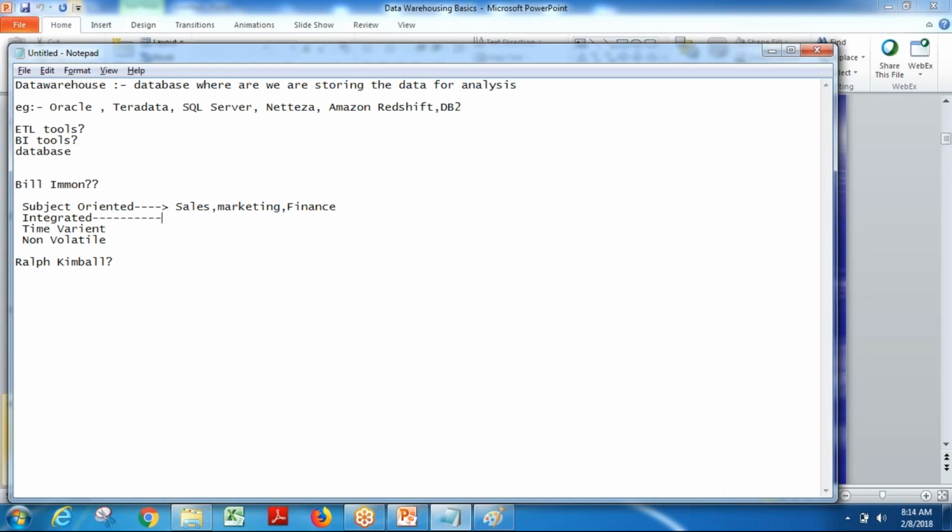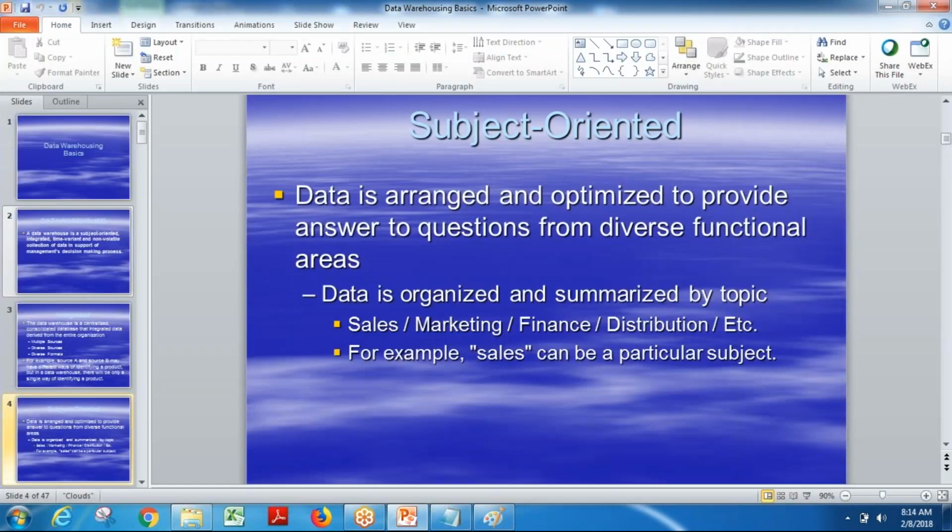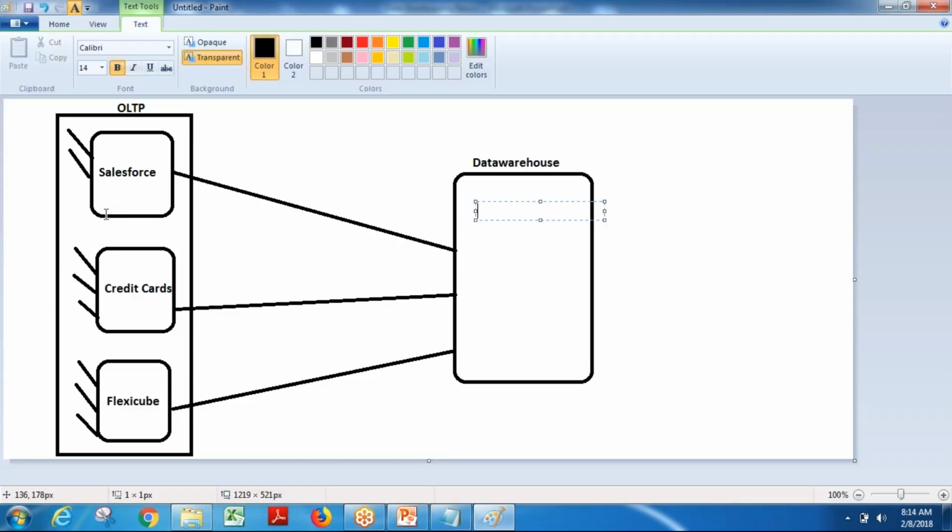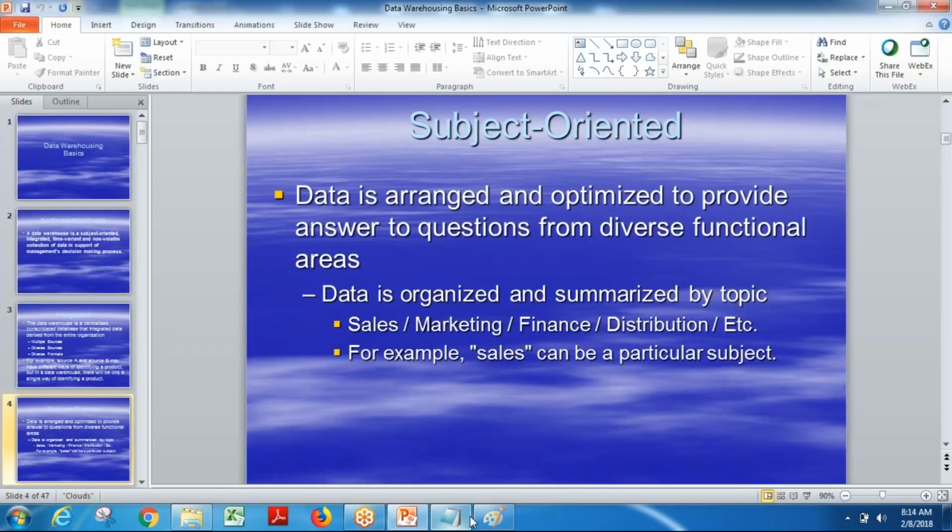The next one is integrated. What do you mean by integration? You're combining the data from multiple systems, multiple sources. All these sources may not be similar in nature. Maybe here the data is stored in a Salesforce database, here your data is captured in an Oracle database, and in FlexiCube, let's say the data is captured in a SQL Server database. If you see these applications, they are not homogeneous in nature, they are heterogeneous in nature.